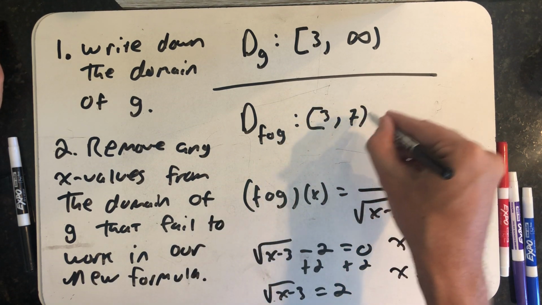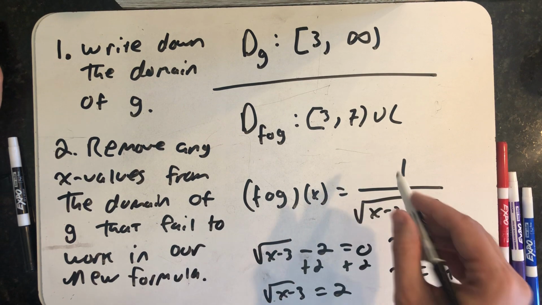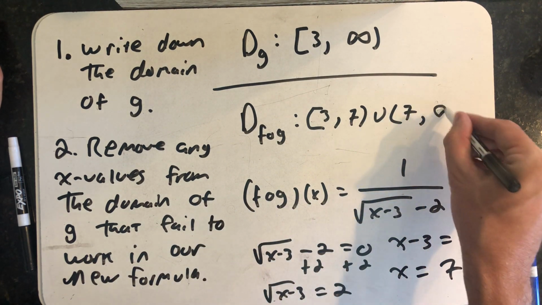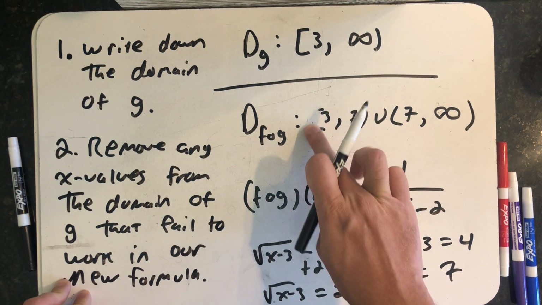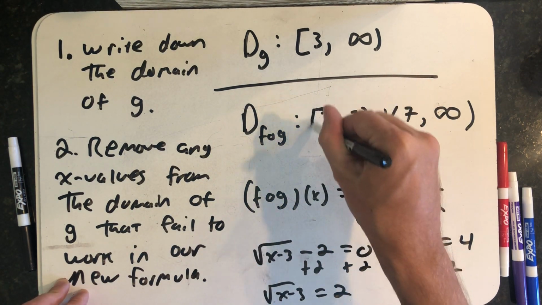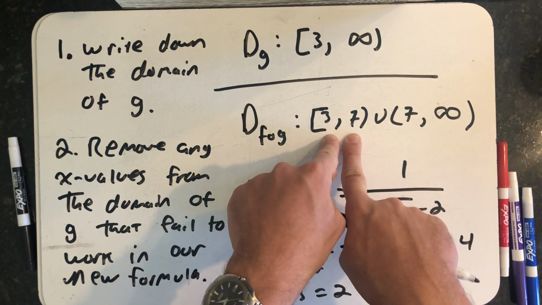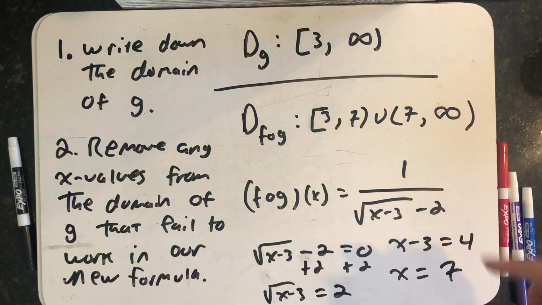I have to throw out 7, so that breaks this interval into two different ones. And there's my domain for f composed with g. I'm allowed to plug in any value starting at 3, going to but not including 7, and then any value bigger than 7. That's my domain for f composed with g.